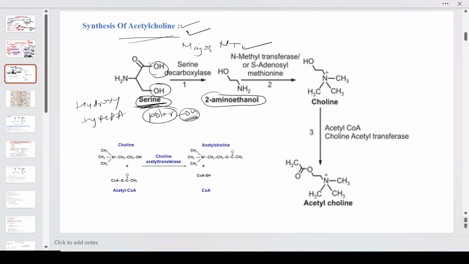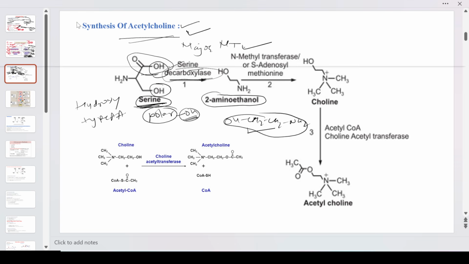After removal of some molecules, it is converted into 2-amino ethanol. This CH2, CH2 and H2, it is converted into 2-amino ethanol. In presence of the enzyme serine decarboxylase, it is converted into 2-amino ethanol. Decarboxylase, so the carboxy group is removed by this enzyme.